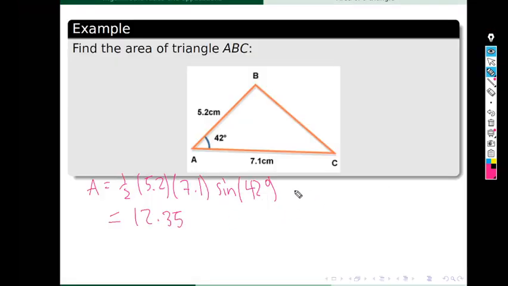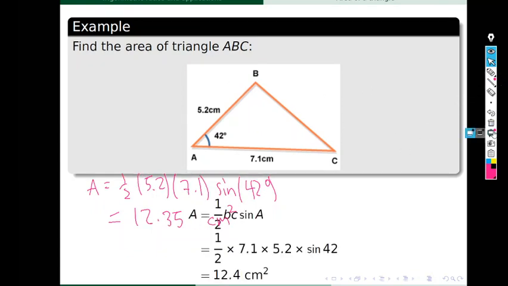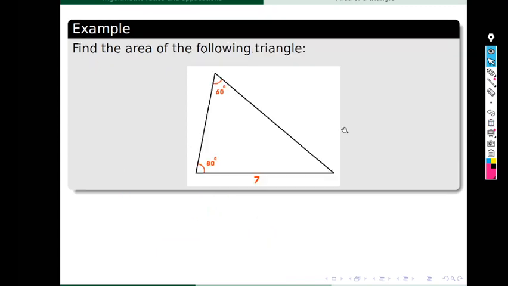And what are we working in? We're working in centimeters. If these were in centimeters and this is an area, this must be centimeters squared. And there we have it, the answer to that first example. Let's move on and have a look at another one.